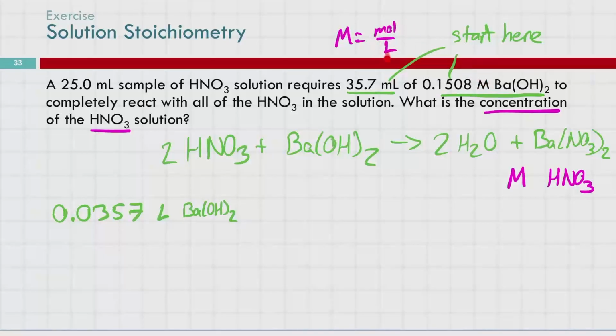Molarity is moles over liters. So if we take molarity times liters, that will give us moles. And we need to get to moles. We need to get to moles because we're starting with barium hydroxide and we're going to nitric acid. We're switching chemicals. That means we're going to have a stoichiometry step. And when we're doing stoichiometry, we have to have moles. So times 0.1508 moles per liter. And this will give us the moles of the barium hydroxide.